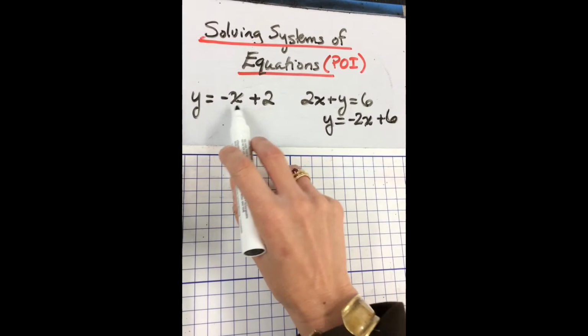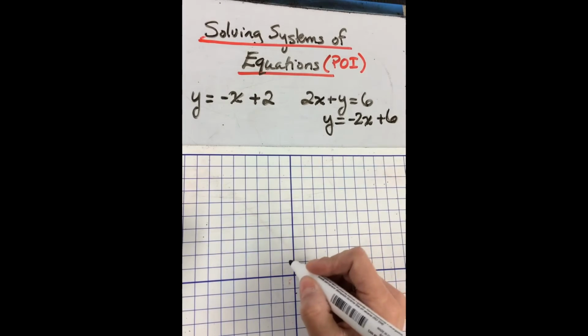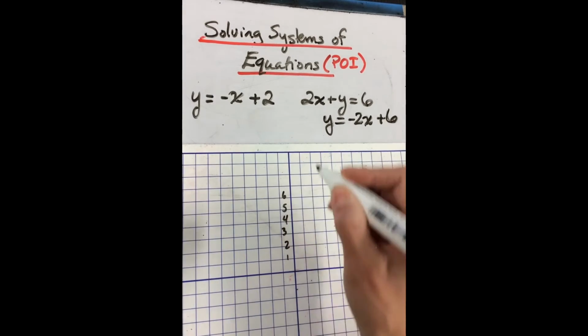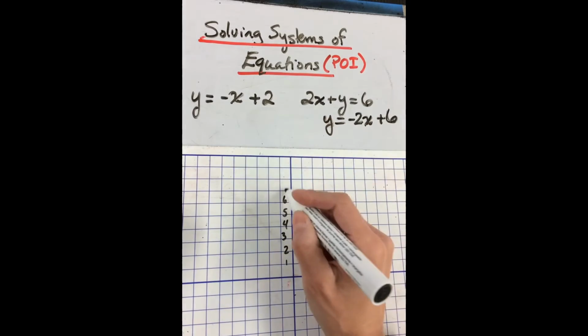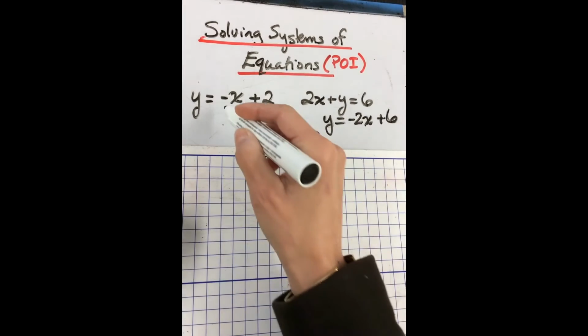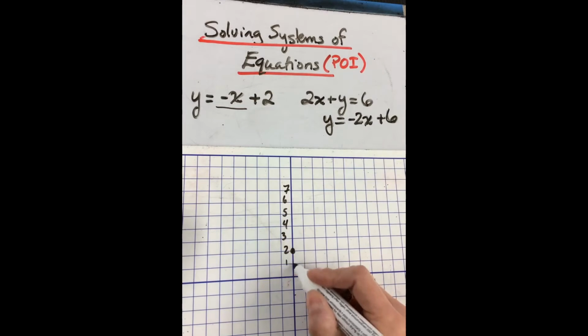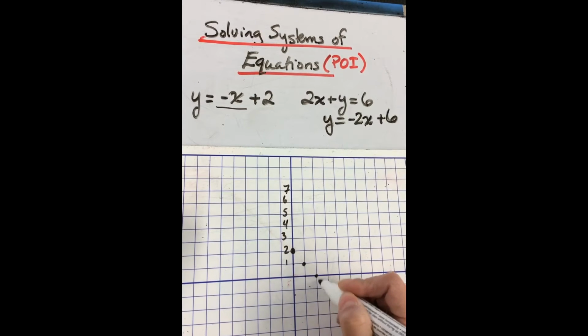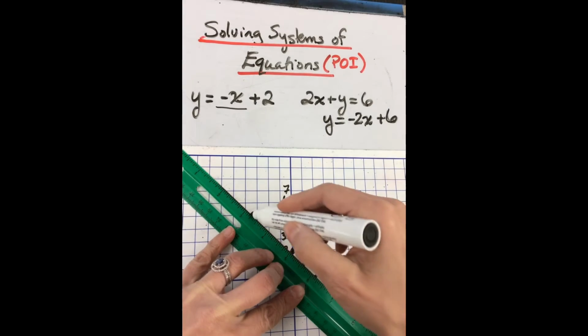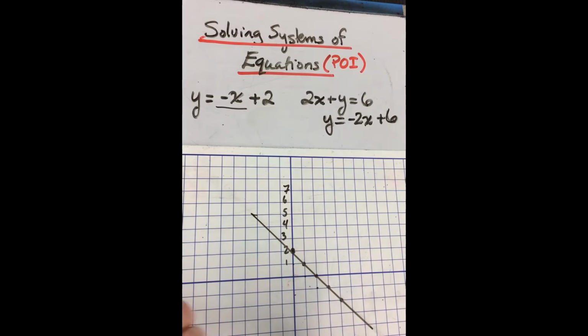So let's do this. If I take a look at this one here, and I look at the intercept, the y-intercept is at 2. And what I'm going to do, this is the slope, which means it goes down 1, across 1, down 1, across 1, down 1, across 1, down 1, across 1. And I can just graph this and label it y equals negative x plus 2.